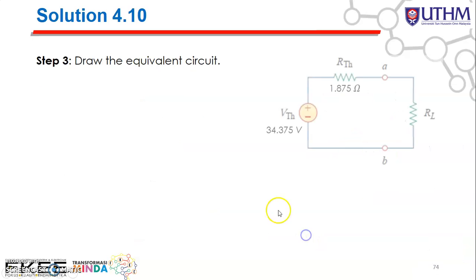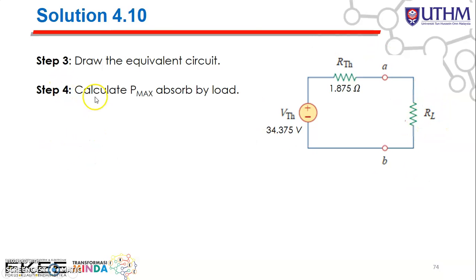Next, you need to draw your equivalent circuit. So your Thevenin equivalent circuit is given by here, where you have a V supply which is V Thevenin connected to the R Thevenin, which is 1.875 ohm, and then you just put back your RL. Okay, so now you need to find the P max. So calculate P max absorbed by the load.